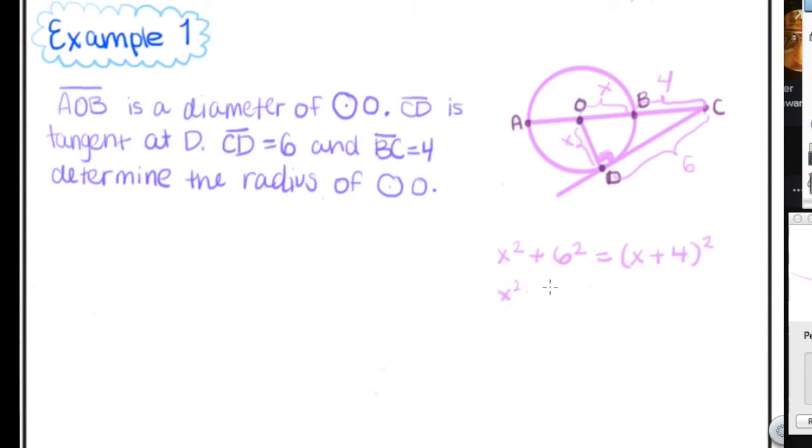And so if you work out the problem, you'll get x squared plus 36 equals x squared plus 8x plus 16, and then that becomes negative 8x equals negative 20. So then you know that x equals 20 over 8. And simplified, that means x equals 5 over 2.